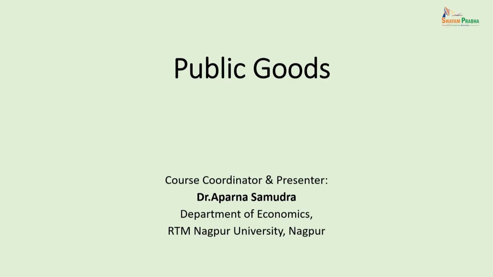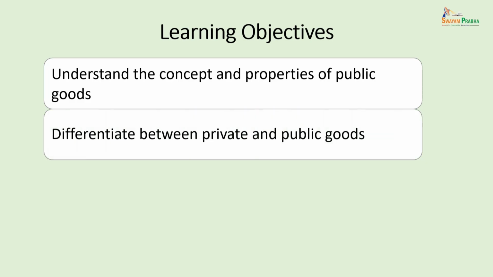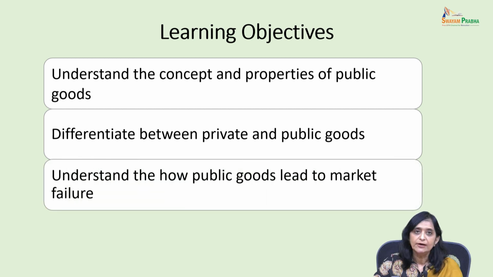In the previous lecture on market failures, we talked about the reasons that a market failure takes place in case of environmental goods. One of the reasons we discussed was public goods. In today's lecture, we will talk about what public goods are. Then we will understand the properties of public goods. Thereafter, we will differentiate between a private good and a public good. And then, of course, we are going to understand how a public good leads to a market failure.